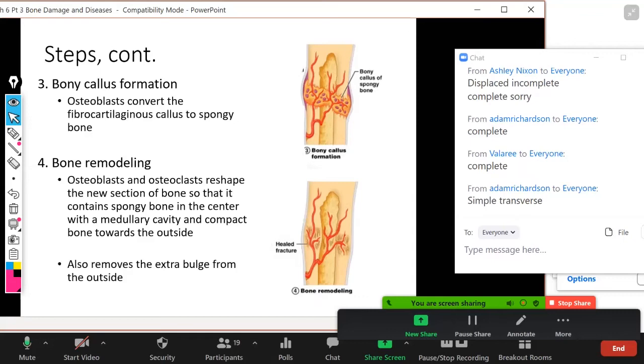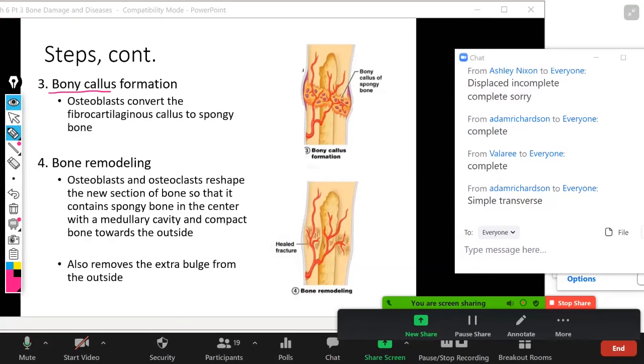The secretion of the calcium will kill off that cartilage, so the cartilage will disappear. You can see the swellings beginning to go down in that area as well. And that thing is called a bony callus. So the soft callus gets replaced by a bony callus.